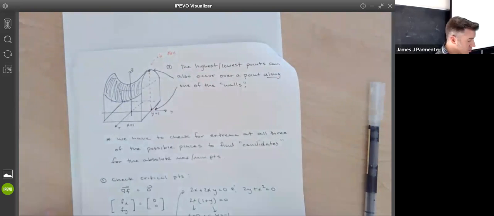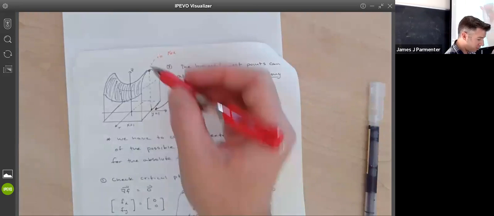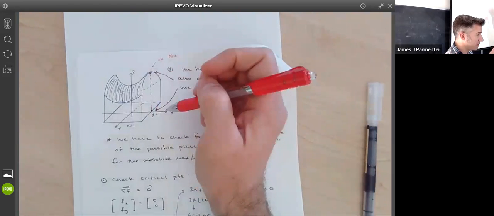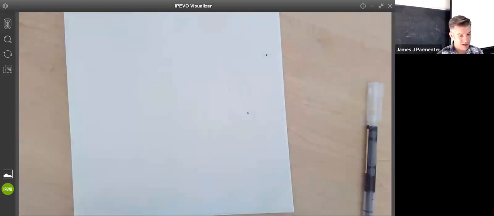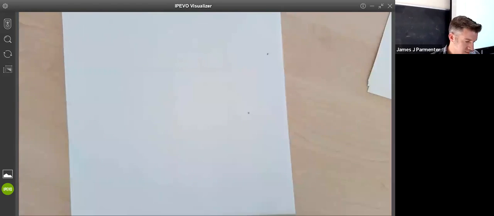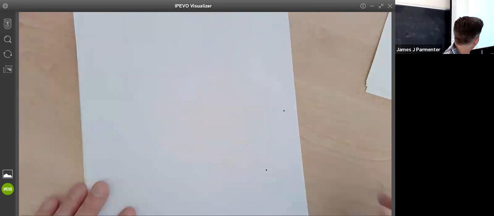So when we do this kind of process, there are 3 things to check. We have to look at critical points, we have to look at corners, and we have to look at critical points along each of the walls. That's the whole idea. So it's a little involved. So let's go ahead and do this.